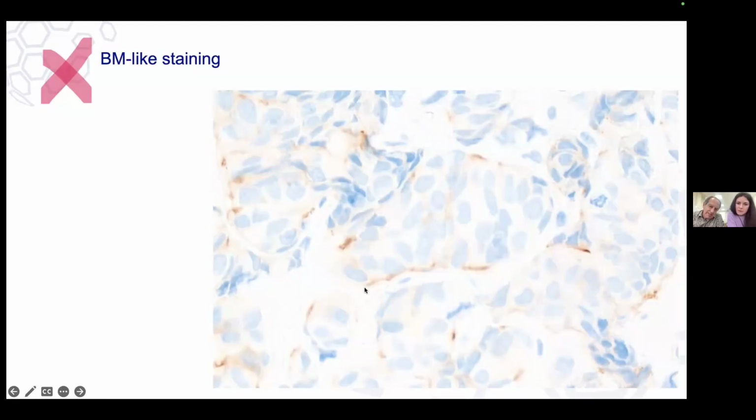So basically, be wary of staining that is only on the outside of the cluster, and it's also a bit discontinuous. Doesn't go all around the cells, etc. So this is basal membrane staining for no scientific reason. We say this is not a specific staining, but that's what it is.